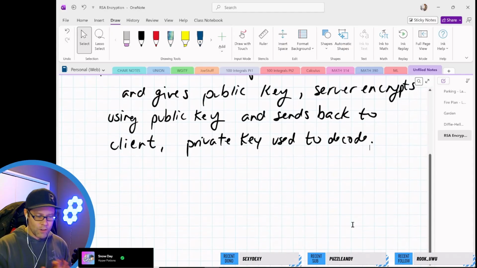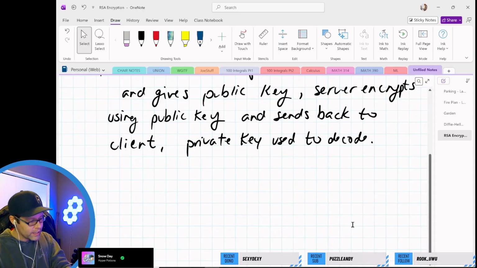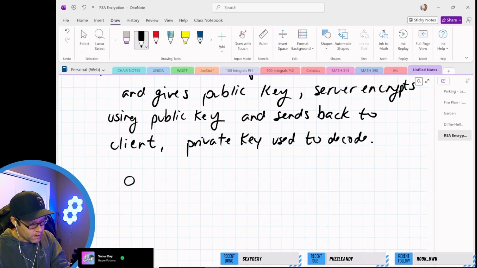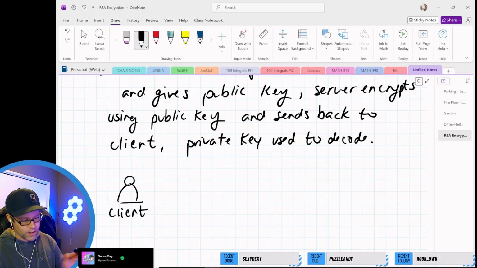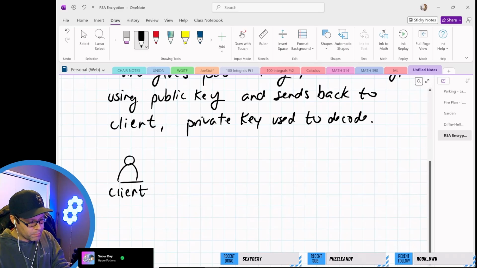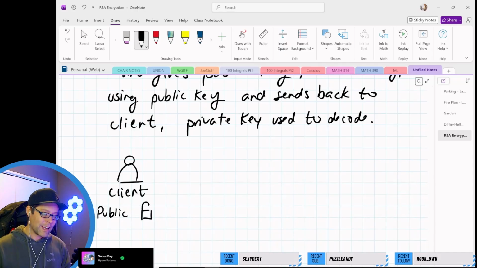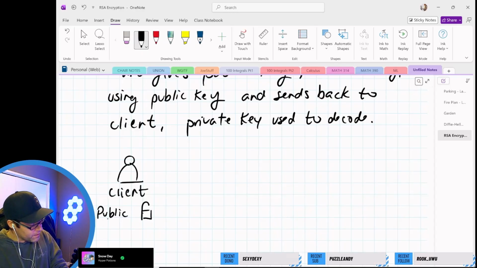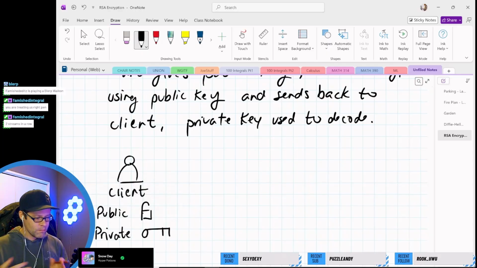So if you want to draw a really lovely artistic rendition of what RSA is going to look like, we have something that looks like this. We have our client. So that's like you or I. And we have access to both the public key, which for the sake of the last couple chapters, we've just been denoting as an unlocked lock in this particular case. And we have a private key. So we have our client that has the public key and the private key.